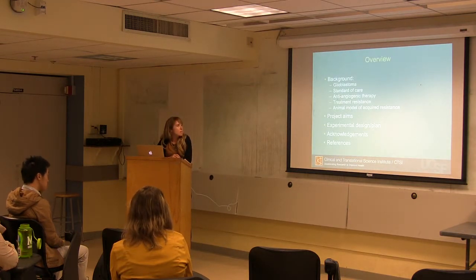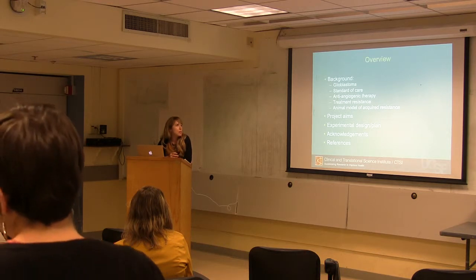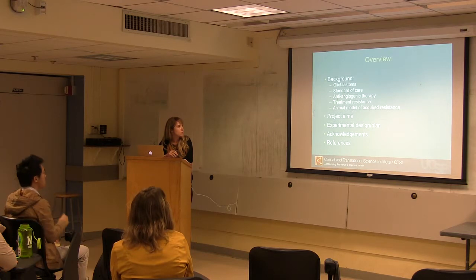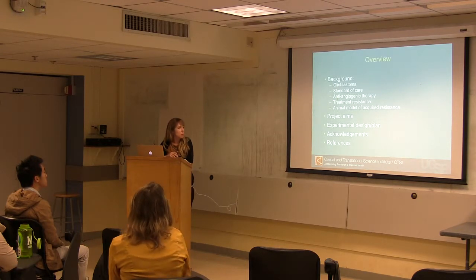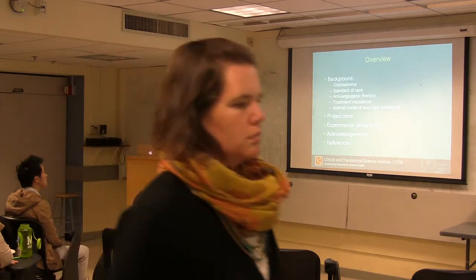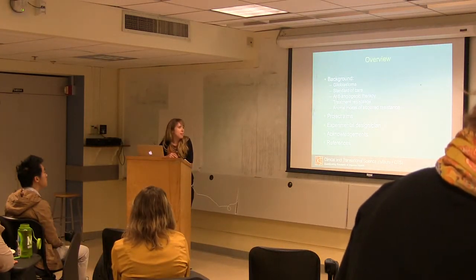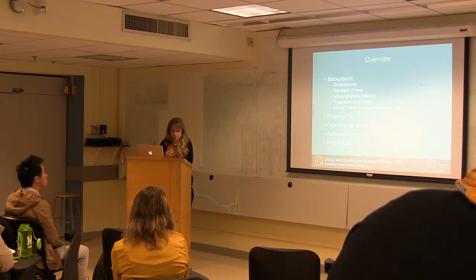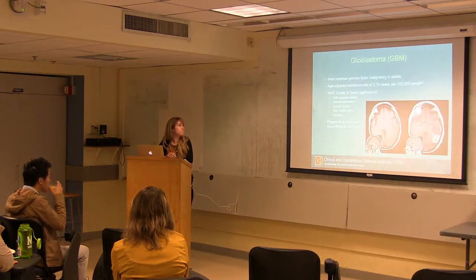So an overview of my talk today, I'll do some background on glioblastoma, treatment, standard of care that is used for this disease, the introduction of anti-angiogenic therapy and why it's used in glioblastoma, and then talk a little bit about the development of resistance to this treatment, how we study that in the lab, and then I'll go into my project aims, my experimental design, and that should be it for today.